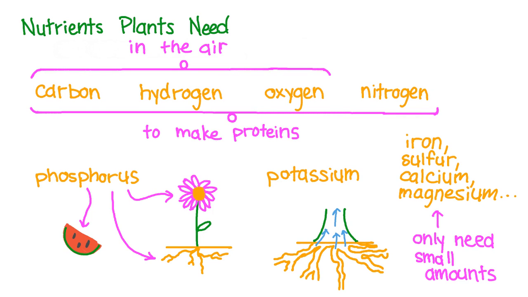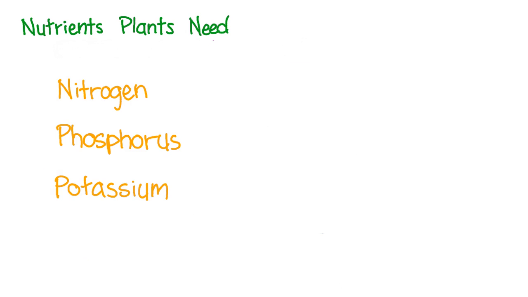That's because the plant can get these elements from gases that are found in the air, like carbon dioxide, oxygen gas, and water vapor. Though nitrogen gas is abundant in the air, it's unfortunately not in a form that plants can absorb, so we need to supply plants with nitrogen through fertilization. We also need to supply the plants with potassium and phosphorus. So the three elements that you'll find in fertilizers are nitrogen, phosphorus, and potassium.